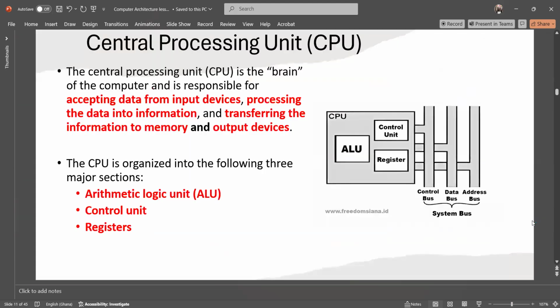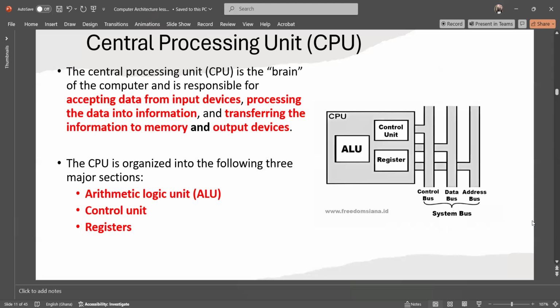So, with that in mind, what is the CPU? The CPU, what is it? Now, the CPU is the brain of the computer, and it is responsible for accepting data from input devices, number one, processing the data into information, number two, transferring the information into memory, number three, and then controlling output devices, that is number four. The CPU is broken down into three main parts. We have the arithmetic logic unit, we have the control unit, and then we have the registers.